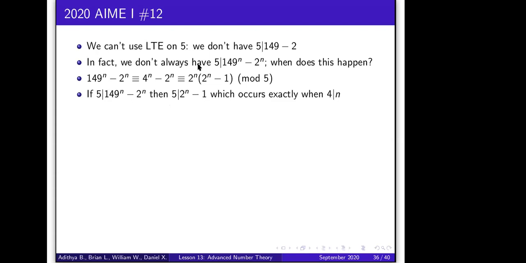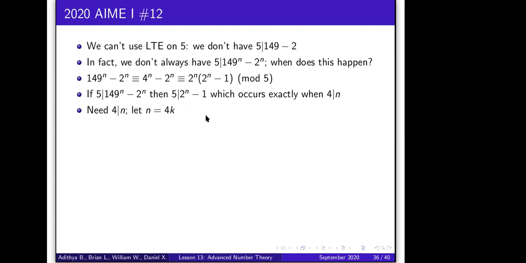So now if the difference of powers is divisible by 5, then 5 has to divide 2^n minus 1. 2^n is not going to be a multiple of 5, so it has to be the other factor that provides the 0 mod 5. And you can check, we had a discussion on orders last week, that this occurs exactly when n is divisible by 4. So this automatically tells us that n has to be divisible by 4 as well.